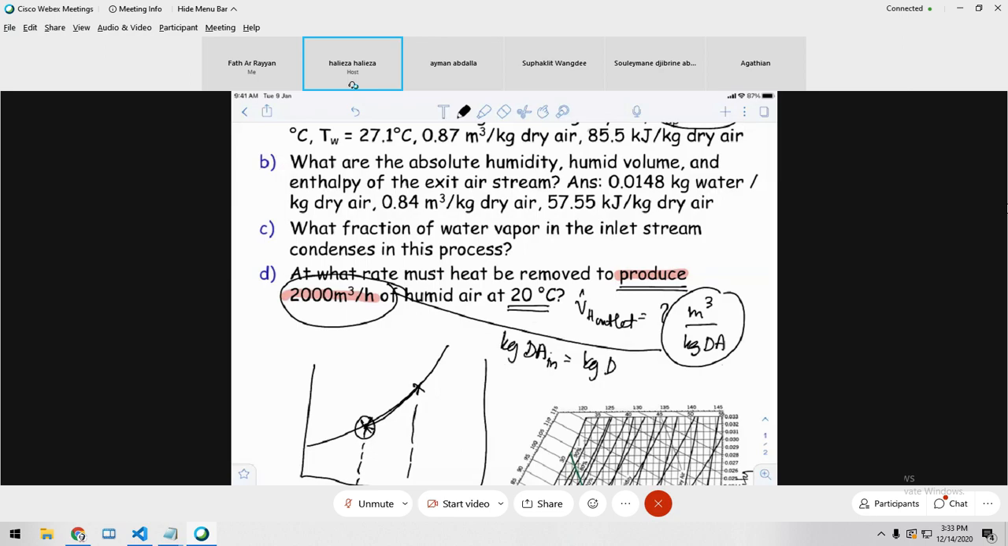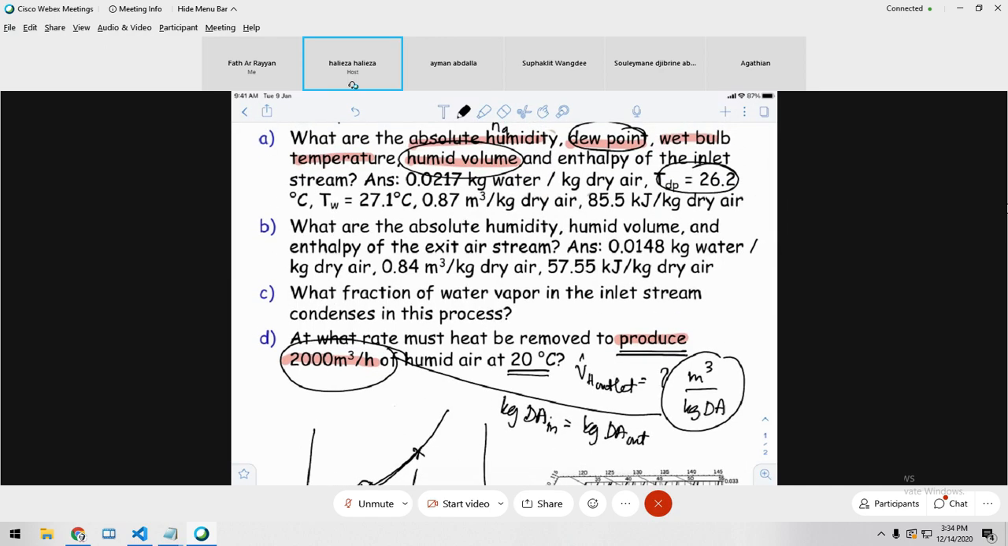Same technique of solving the problem, except that it's a slight twist. A slight twist because the question gives you the volumetric flow rate of the outlet instead of the inlet. For the past two examples, we have been given the volumetric flow rate of the inlet. For this case, it's the outlet. So that's just a slight twist to it. From that volumetric flow rate and the humid volume, you should be able to get the amount of kilogram of dry air in and out.